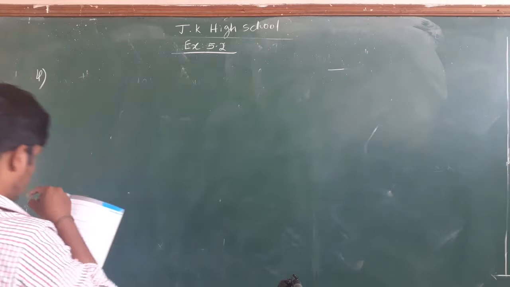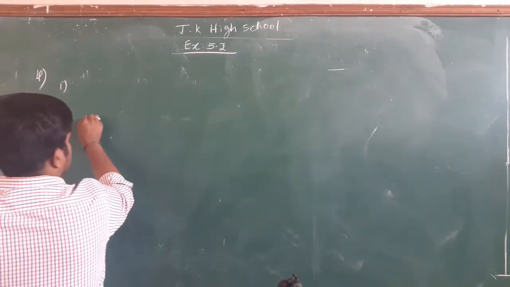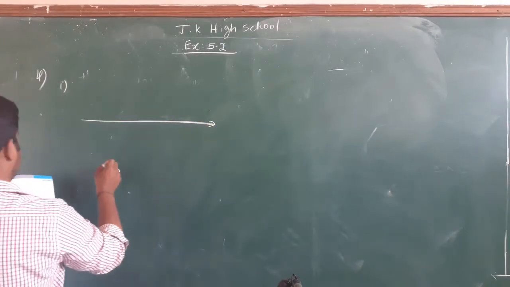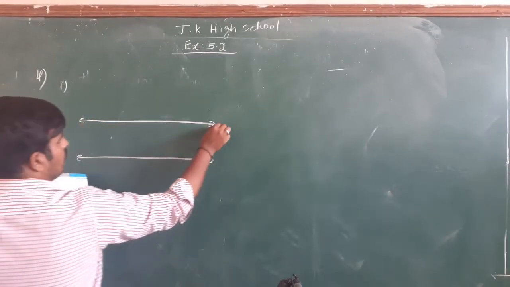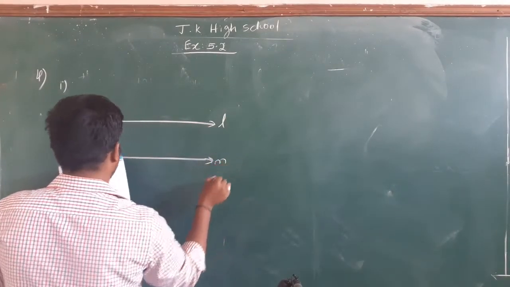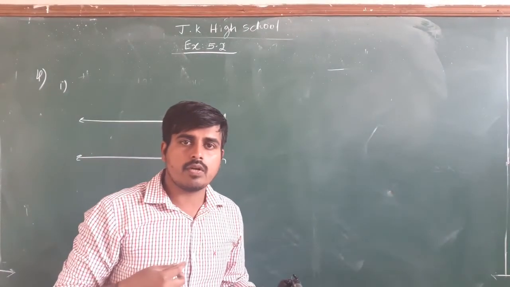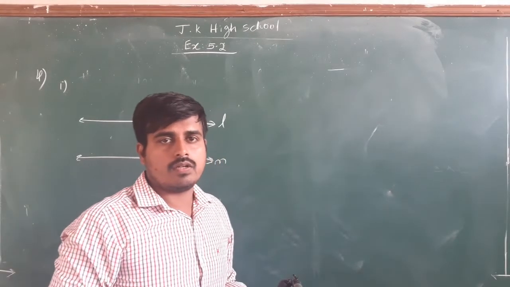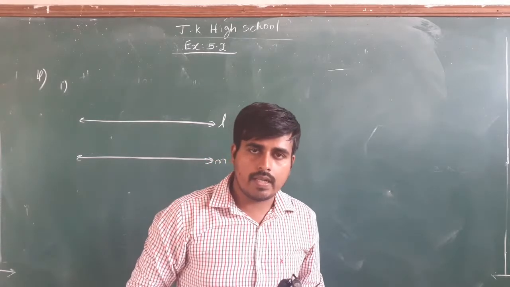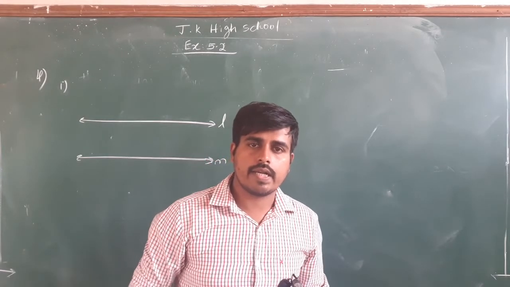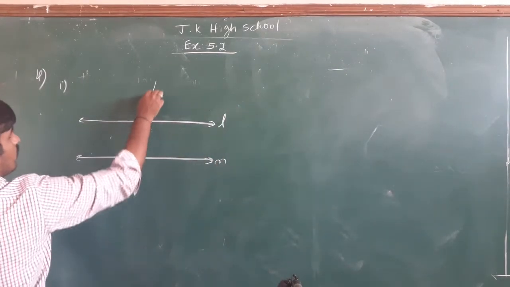Okay, look, fourth A, first diagram. This one is L and this one is M. L is parallel to M means we are discussing parallel lines now. Whenever a transversal is drawn across parallel lines, corresponding angles are equal, alternate angles are also equal, and here T is the transversal.